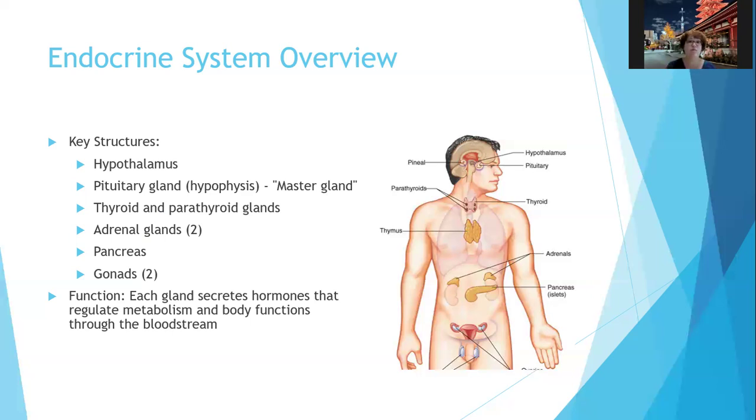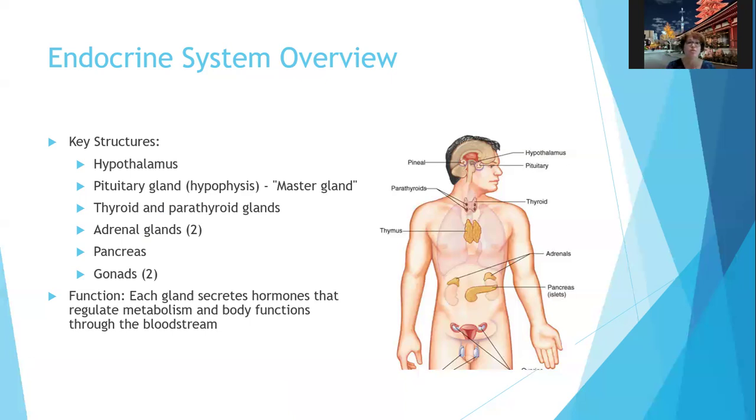So the key structures for the endocrine system are the hypothalamus, which is in the brain, in the midbrain, the pituitary gland, which is also sometimes known as the master gland, thyroid and parathyroid glands, adrenal glands, which perch atop the kidneys, one on each side, the pancreas, which hangs out near the stomach, and it has exocrine and endocrine functions, and the gonads, which are in the pelvic cavity, male and female, are different, obviously. We'll talk more about that.